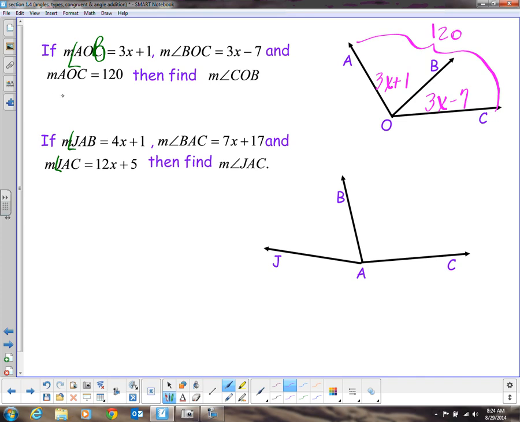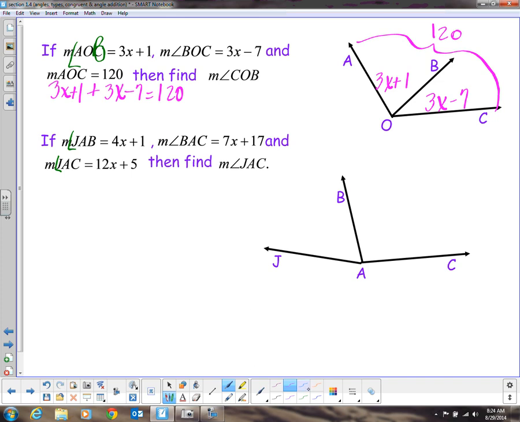Lizzie. Did I say that right? Okay. 3x plus 1. 3x minus 7. Exactly. Now, the expectation is you solve. I'm not going to take the time to do that because I want to make sure you can set up.